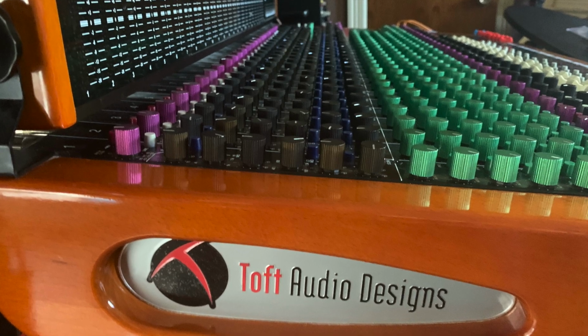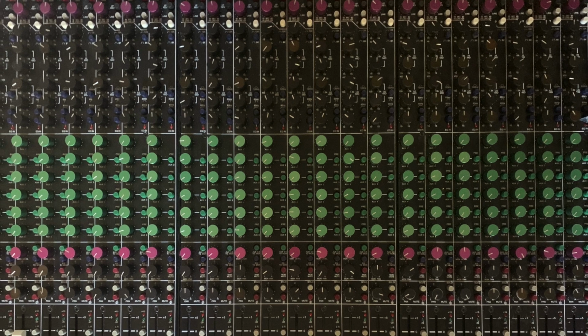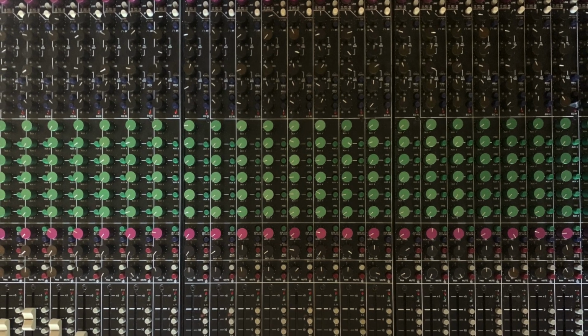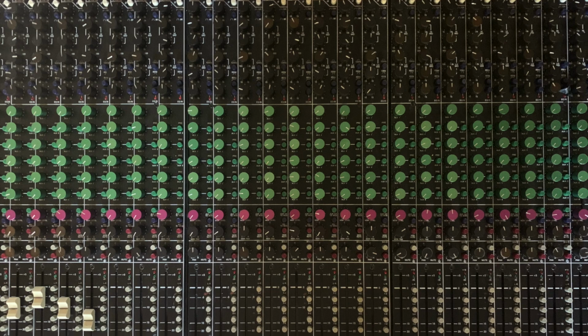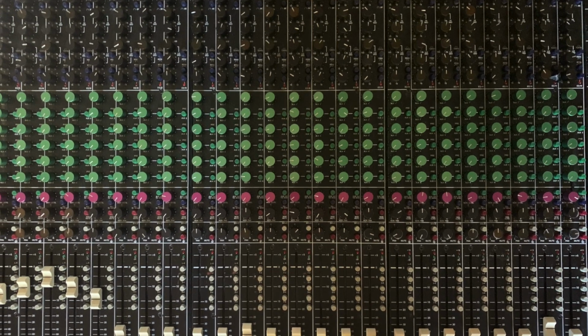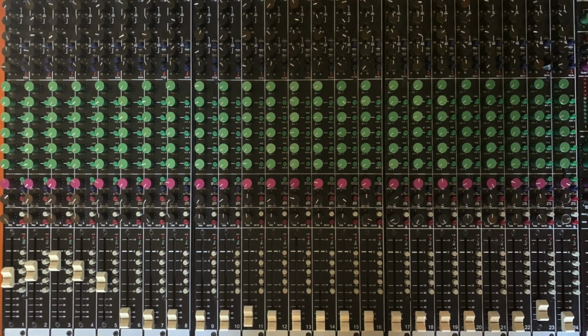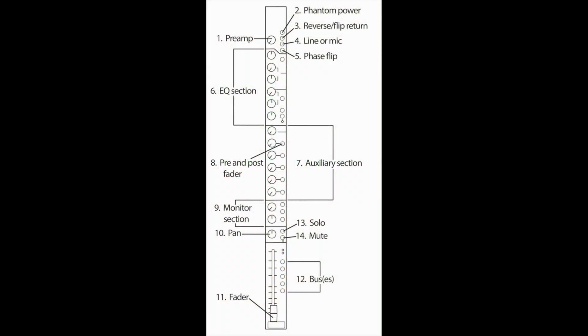Today we're going to talk about the channel strip, and pictured here is a 32 channel inline console made by Toft. And whether you're working on a virtual console or a physical console like this, much of the controls are the same. Here's a diagram of a typical channel strip, and at the top of the channel you'll notice the preamp, followed by the EQ section.